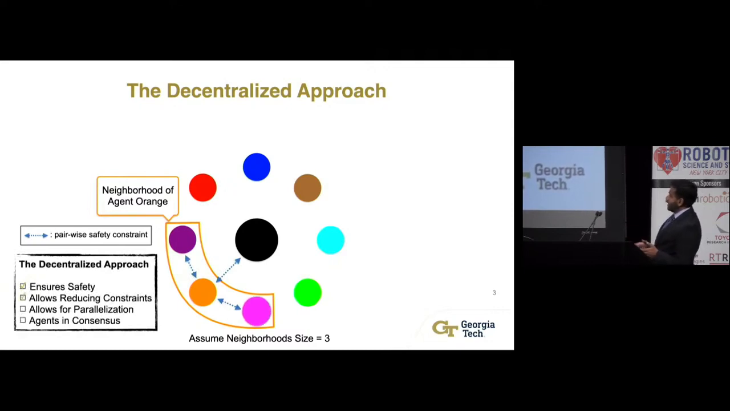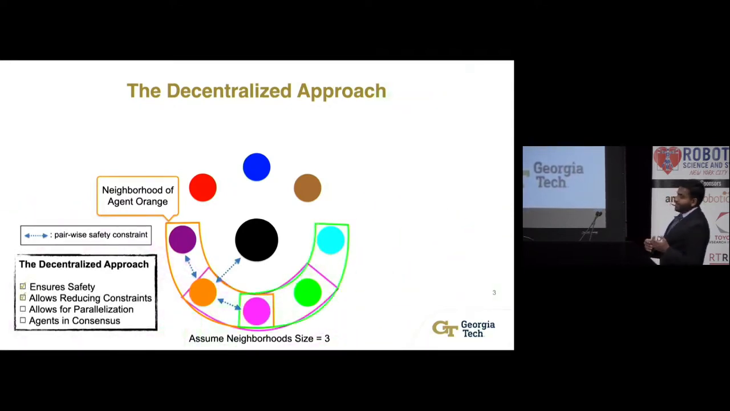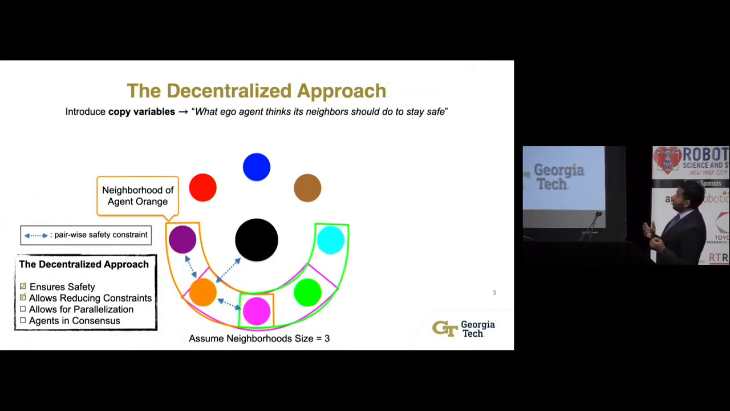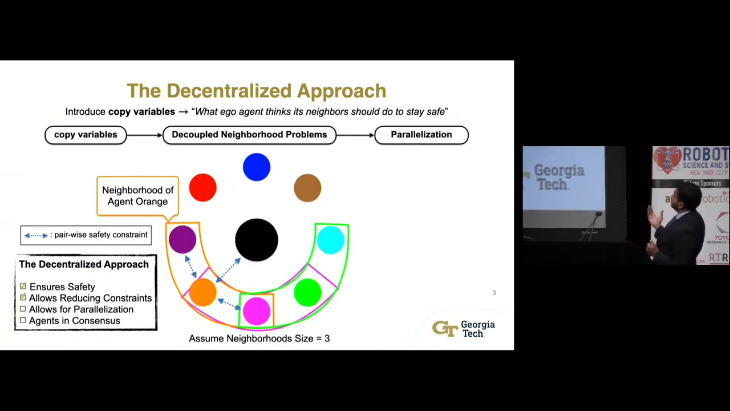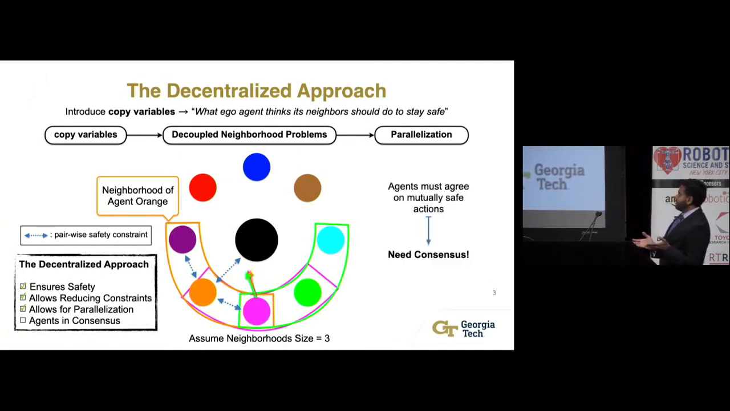Now notice that the pink agent actually belongs to 3 different neighborhoods, and that leads to a coupling of decision variables across the neighborhoods. To decouple them, we introduce copy variables, which are the ego agent's opinions on what its neighbor should do. Decoupling the neighborhood problems now allows for parallelization, but this comes at a cost. For instance, we could have agent orange's opinion, pink's opinion, and green's opinion on what agent pink should do. Now, in order to stay safe, they must agree on a mutually safe action.